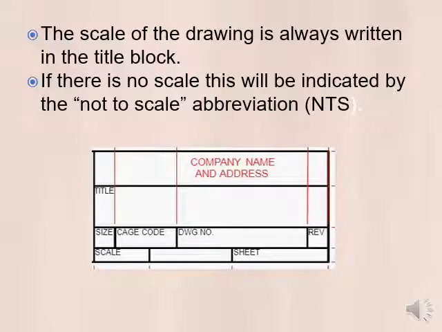The scale of the drawing should always be written in the title block. If it's not in the title block, then it should be located in the label directly under the views of the drawing. Sometimes drawings can have different scales on one sheet, so always check your drawing labels for the true scales. If you see the abbreviation NTS, that just means that it hasn't been drawn to any specific scale.